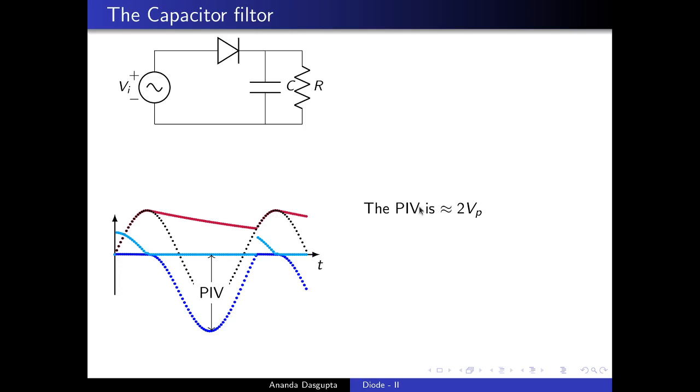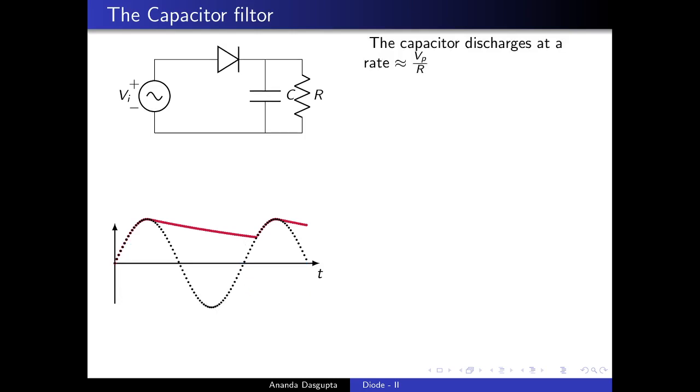Thus it goes on. Now, the rate at which the capacitor discharges through the resistance, of course, depends on the voltage across the capacitor, which is decreasing all the time while it's discharging. However, as we have assumed, this discharge is very slow, so the voltage across the capacitor can be approximately taken to be its peak value, which is Vp. So the capacitor discharges at a rate which is roughly equal to Vp by R. Of course, assuming that the current stays fixed at Vp by R would really not be right.